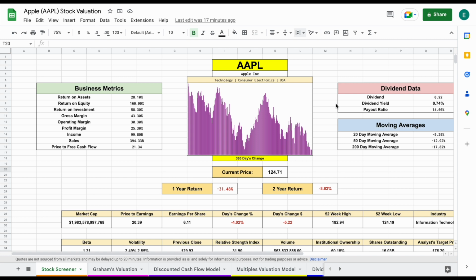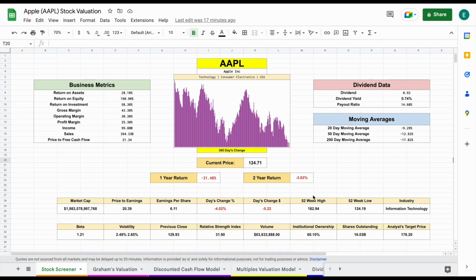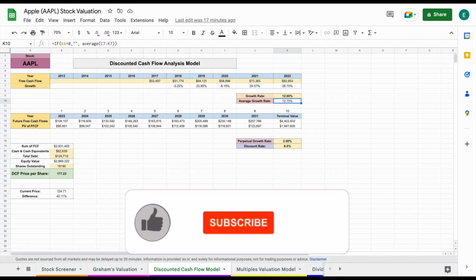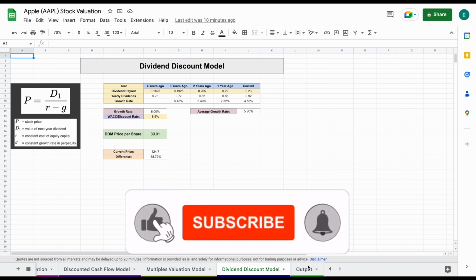So in this video, we're going to be jumping into my stock valuation spreadsheet to see if we can find the intrinsic value of Apple stock. We'll be looking at different valuations such as Graham's valuation, a discounted cash flow, a multiples valuation, and a dividend discount model.